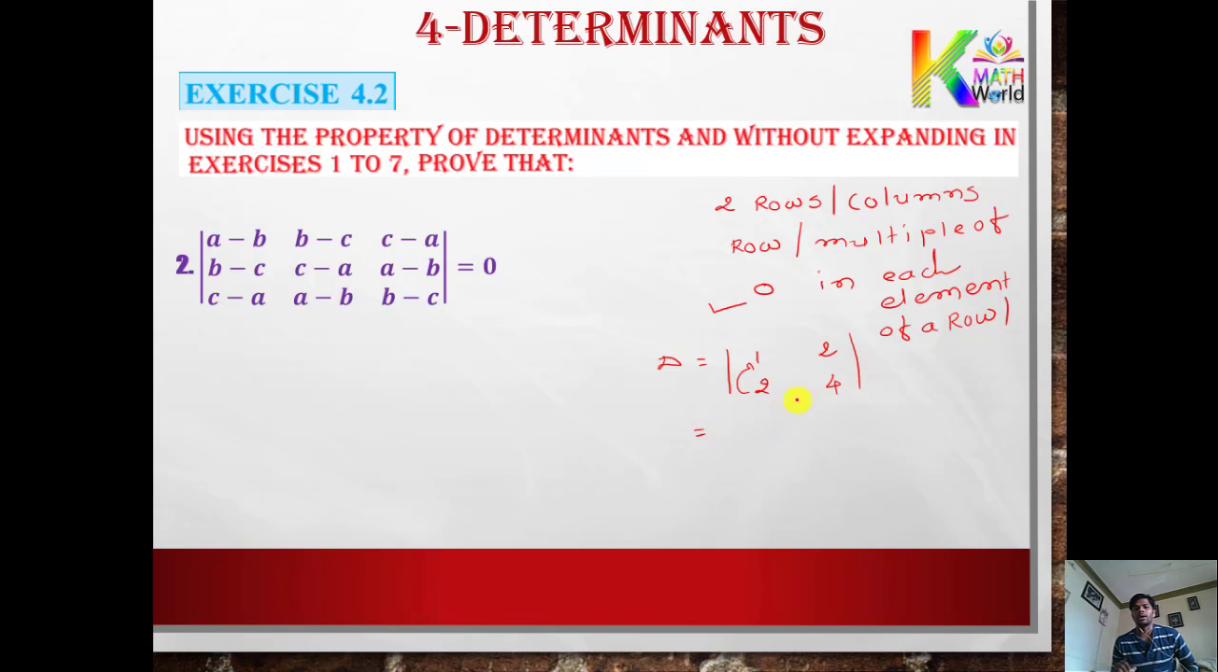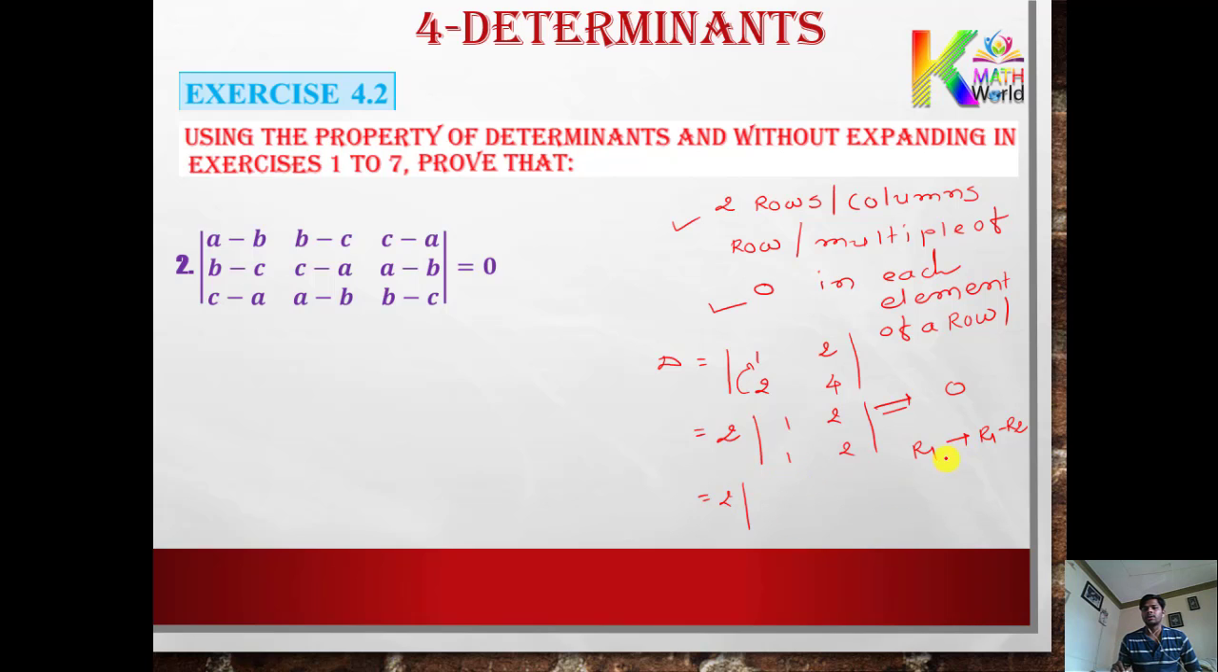Or another way: take 2 common, then what do you get? 1, 2, 1, 2. Then you can use this property: if any two rows or columns are identical, then the value of the determinant is 0. Or another way, suppose you want to perform an operation on R1, R1 minus R2. It means from R1 you subtract this one, then 2 into. You can stop here and you get the answer 0.